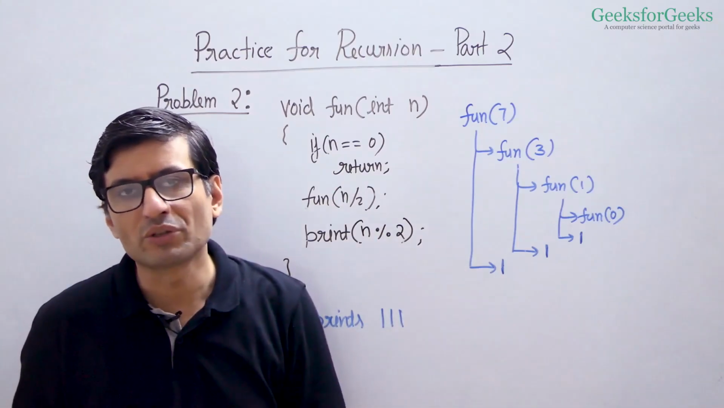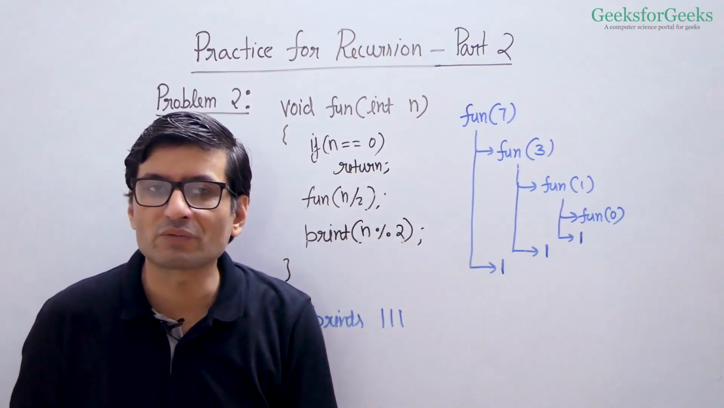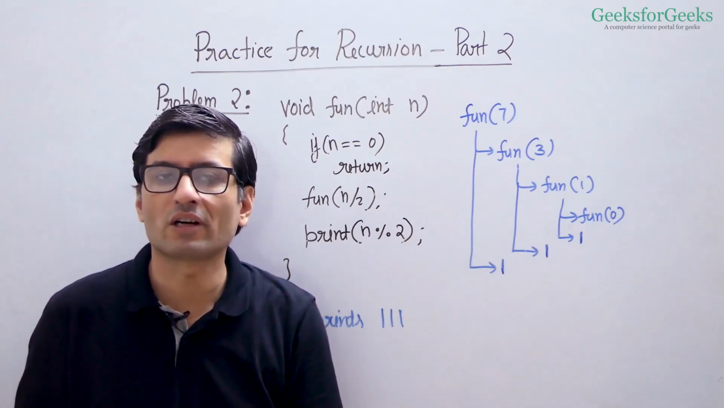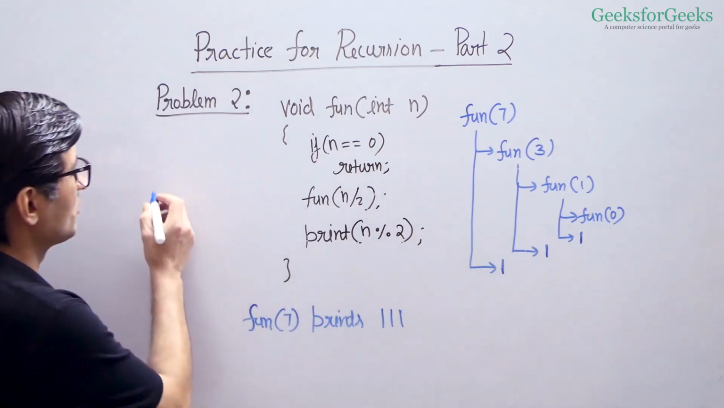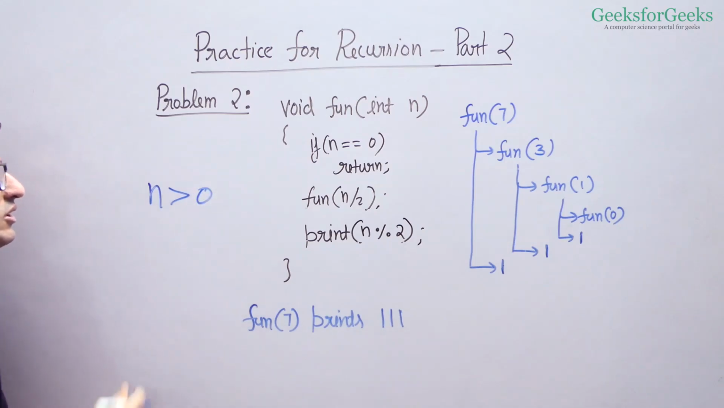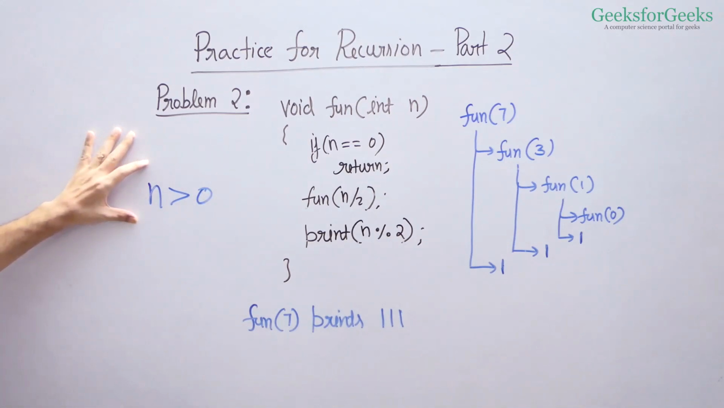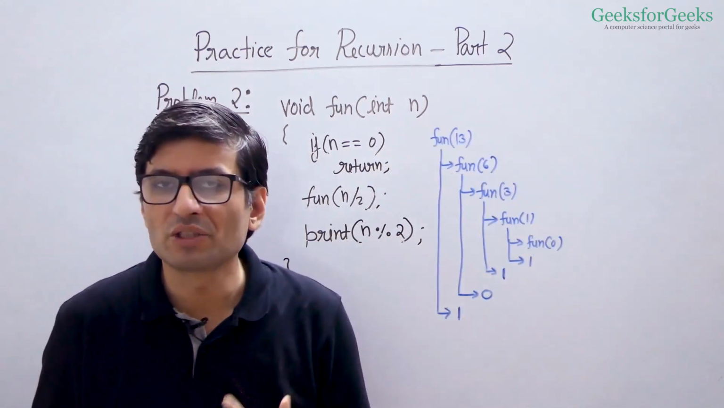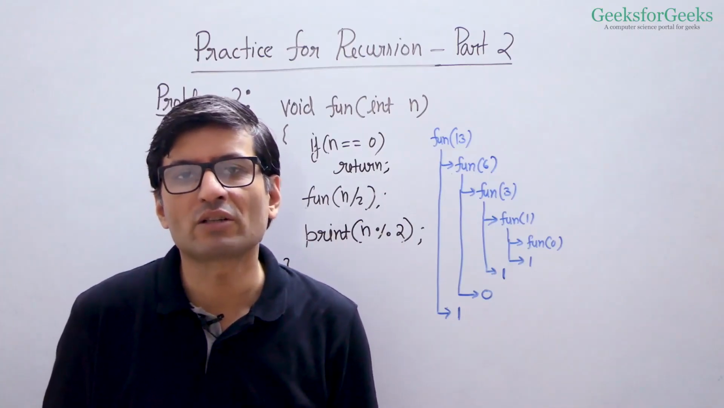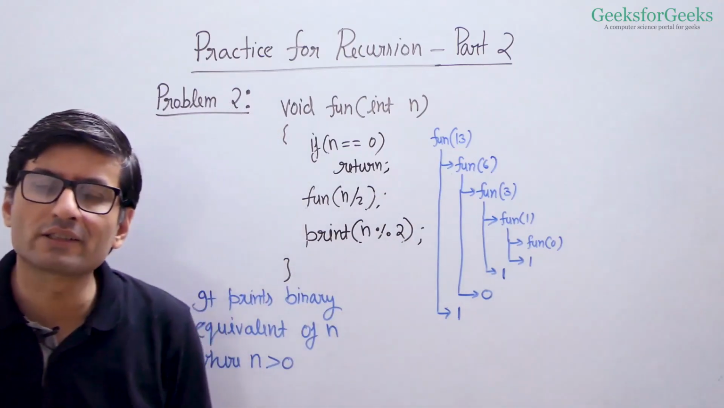Now please pause this video and try to think what does this function do in general for a number n which is greater than 0, right? Your number input is greater than 0. What does this function print for this number? This function actually prints the binary equivalent of a number n where n is greater than 0.